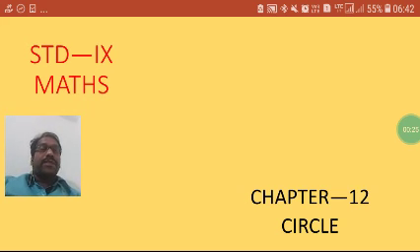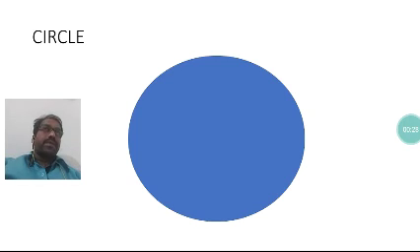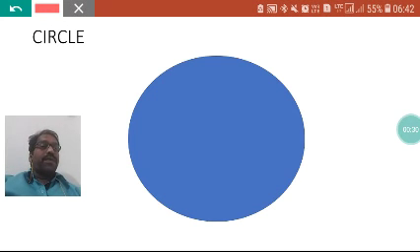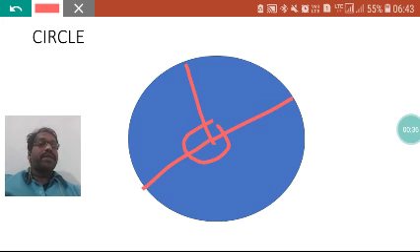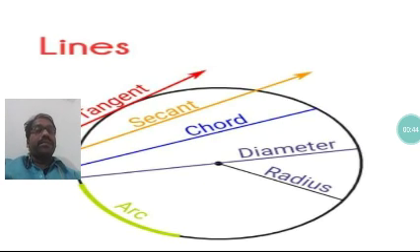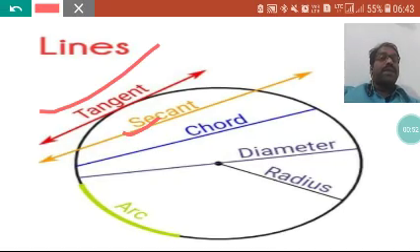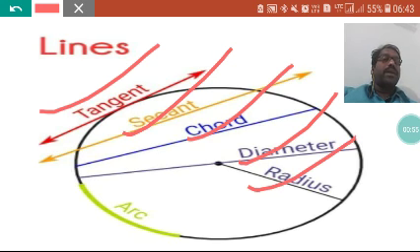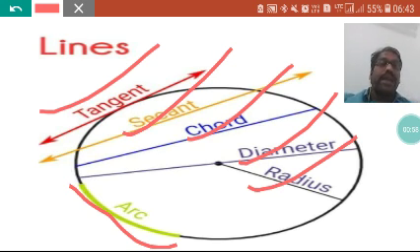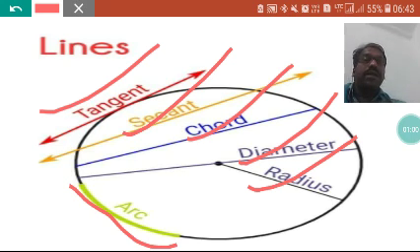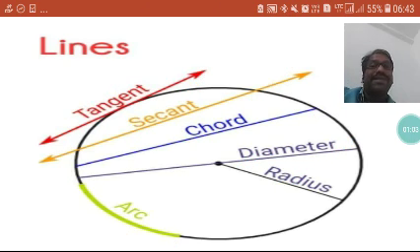Okay, so now in this circle, what we have read is that the circle is made up of many points which are equidistant from a fixed point. That fixed point is called the center, and this distance is called the radius. Then we have read about many terms: tangent, secant, chord, diameter, radius, and arc. I will explain later on. So we know all these terms. If you forget, then you see what is tangent there.